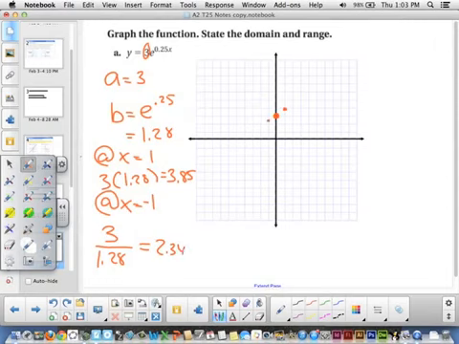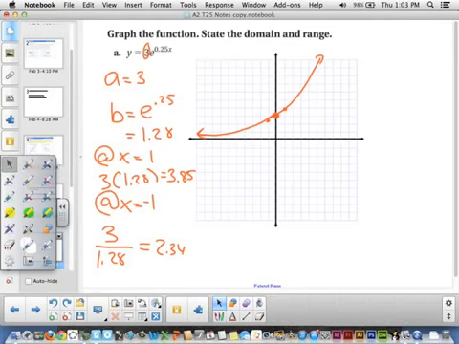Right? So you can kind of see this one is not as steep as other ones, but you can kind of see the growth here and the asymptote as we come back that way. Okay? So that's the only difference. You just got a different base when it's e.